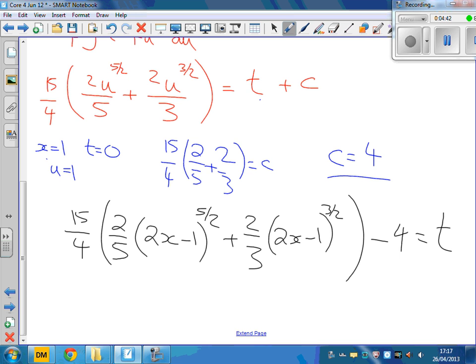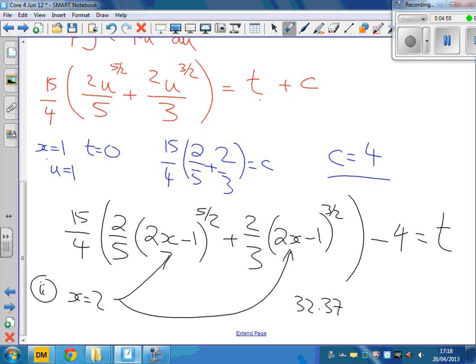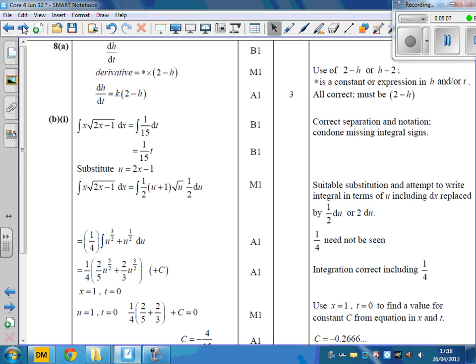The very last line and the very last thing, just for 1 mark at the end, it says put in an x equals 2, stick an x equals 2 into there and there, tap it all into the calculator, and you get 32.37, and rounding it gives you 32.4 to one decimal place. You need to practice some Core 3 integrals ready for these. There's the answer.